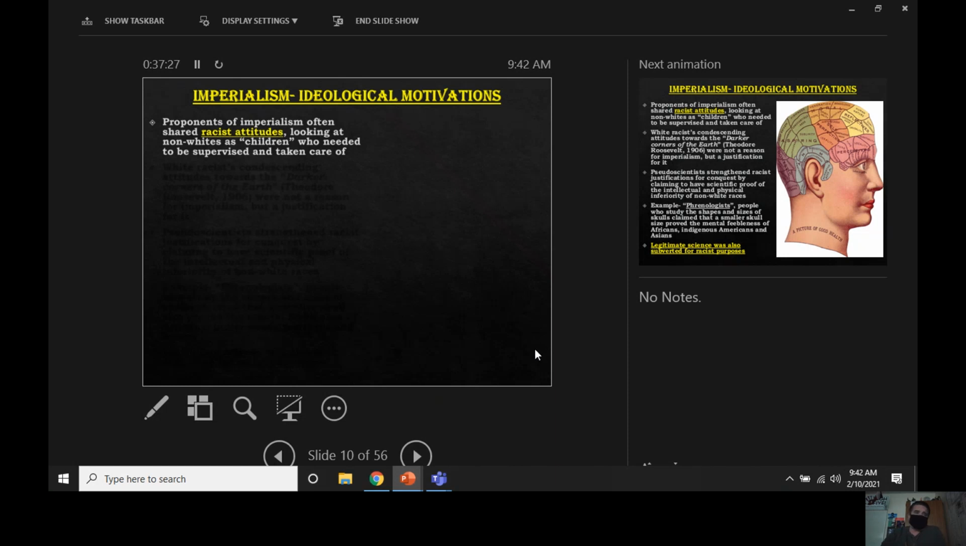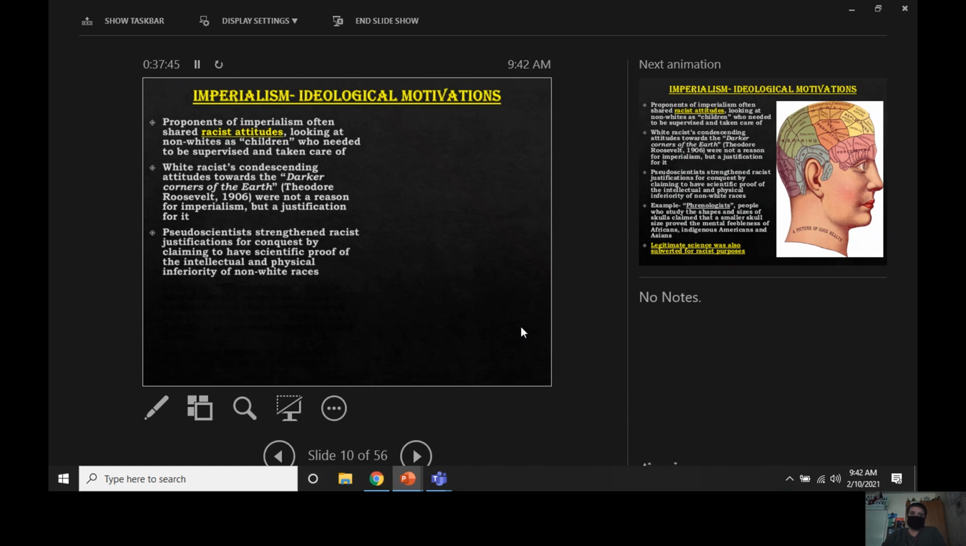Proponents of imperialism often shared racist attitudes, looking at non-whites as children who needed to be supervised and taken care of. White racists' condescending attitudes towards, quote unquote, the darker corners of the earth, that's Theodore Roosevelt, were not a reason for imperialism, but a justification for it.